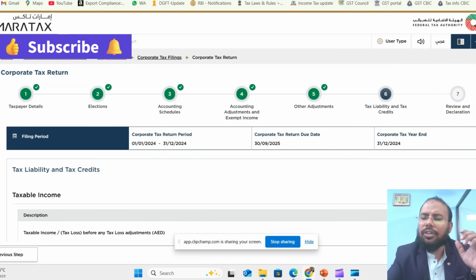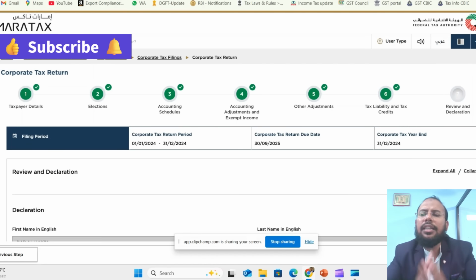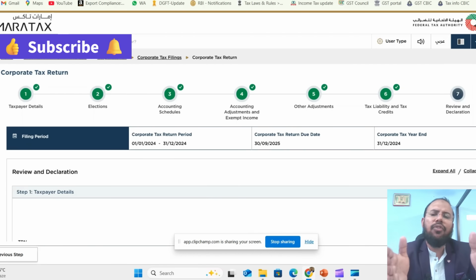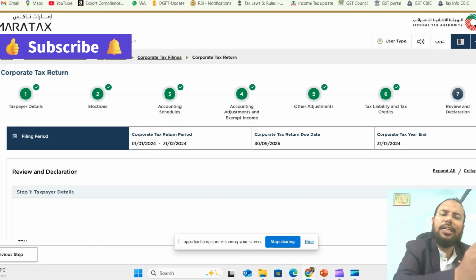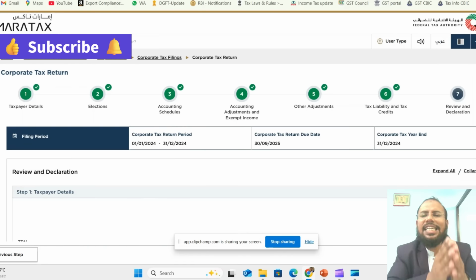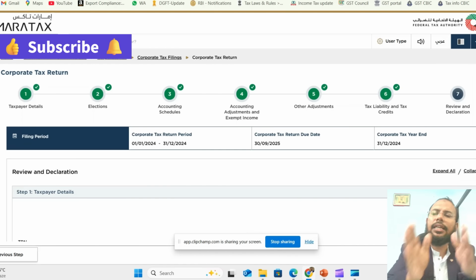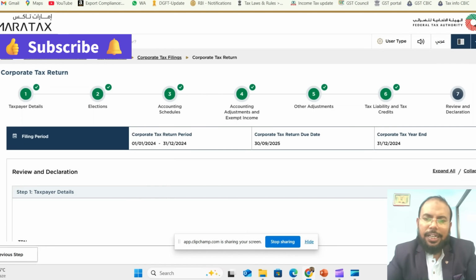When you have completed it, you need to click next. This is the final step, review and declaration. Here you need to check whatever information you already filled in, whether it is correct or not. If correct, you can declare and file your UAE corporate tax return. I hope you understand. This is a simple 7 steps.